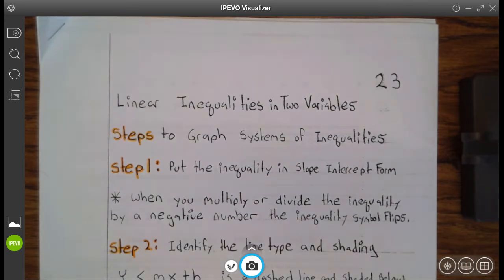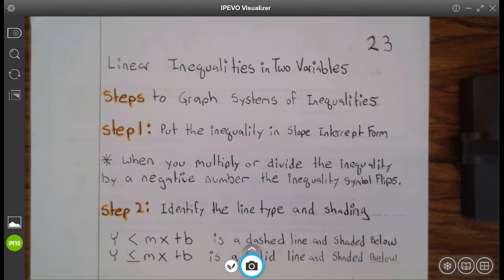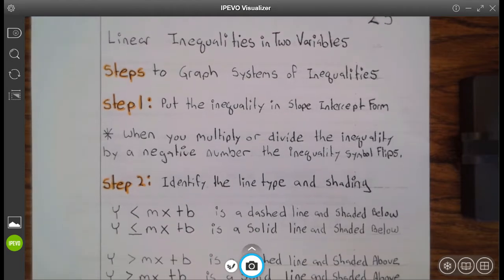Okay, Wildcats, today we're going to go to page 23, linear inequalities in two variables. Steps to graph systems of inequalities. Step 1, put the inequality in slope-intercept form. A special note: when you multiply or divide the inequality by a negative number, the inequality symbol flips.